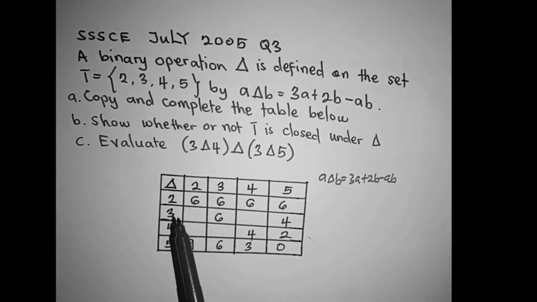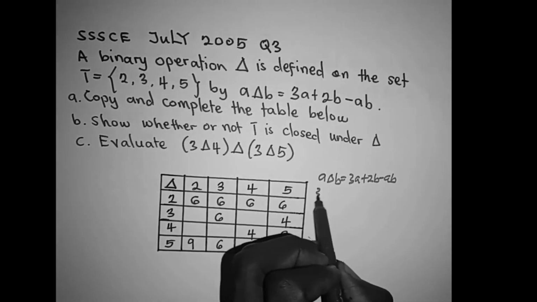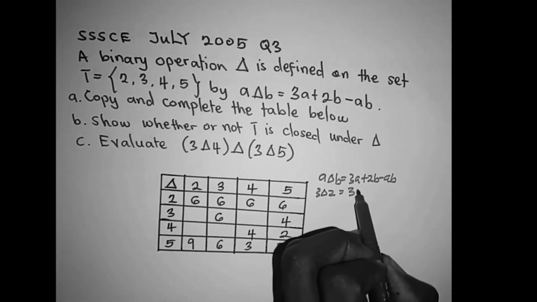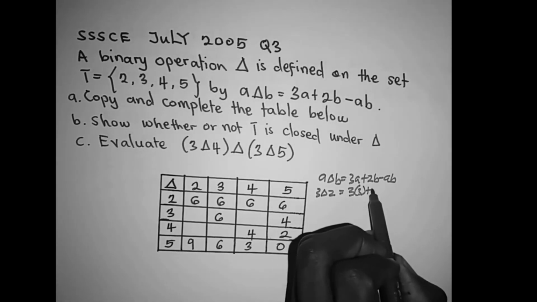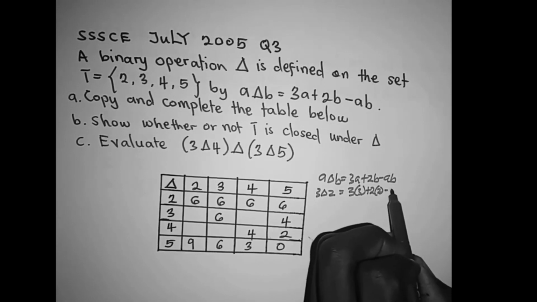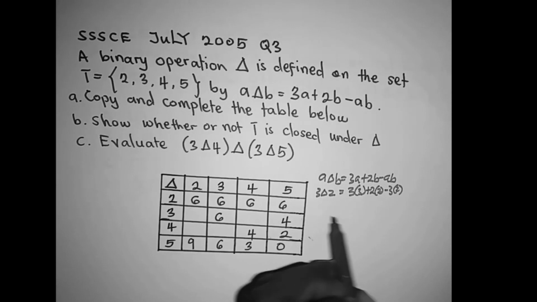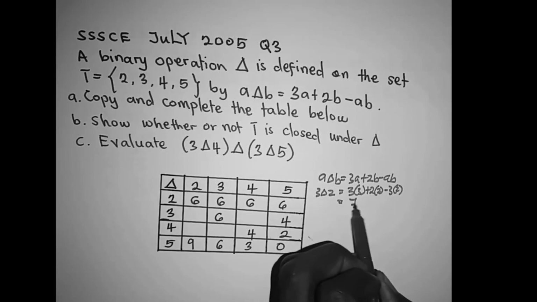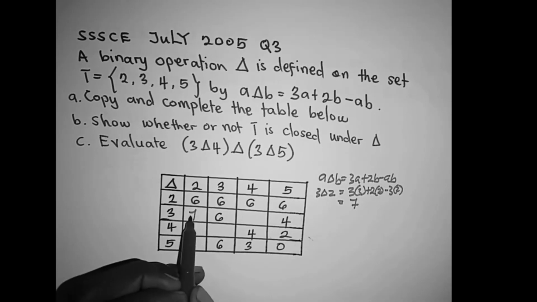So now let's copy and complete the table. We need to find 3 operation 2. So 3 operation 2, what will we get? It will be 3 times 3 plus 2 times 2 minus 3 times 2. And what will we get if we do that? We'll get 7. So that means that this part is 7.